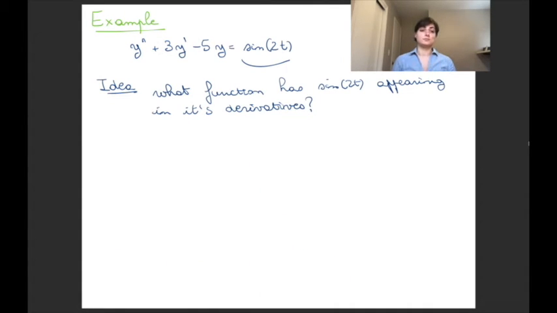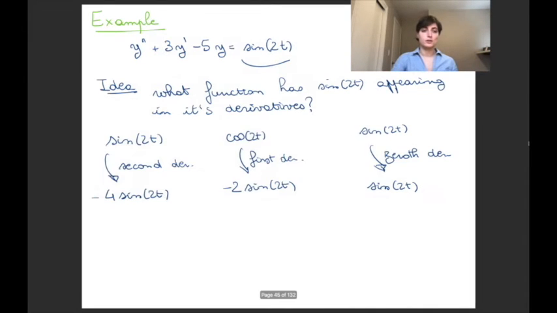Let's look at another example. In this case, we have y'' plus 3y' minus 5y equals sine of 2t. And the question we want to answer is, if we have a function, when can we have sine of 2t appearing as the derivative of this function? So the second derivative of sine of 2t is minus 4 sine of 2t. So sine of 2t is one of these possible functions that has sine of 2t as its derivative.